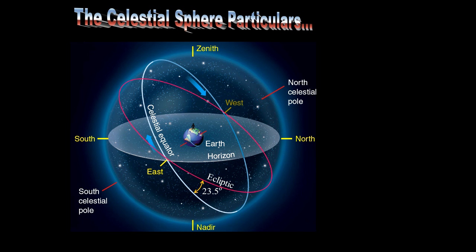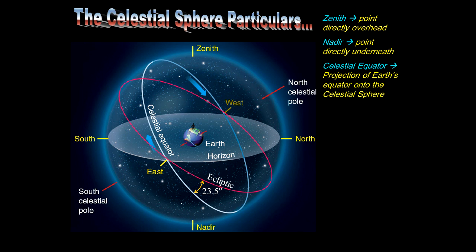Some particulars of the celestial sphere. Let's try not to get too confused here, but this outer region is the celestial sphere, and points on it. The zenith is the point directly overhead. We also have directly underneath that the nadir. Let me just point out that this is where you're standing. Directly above you is the zenith. Directly underneath you is the nadir.